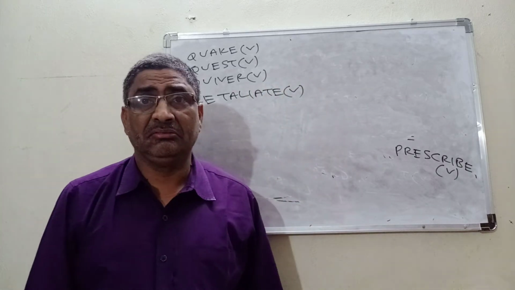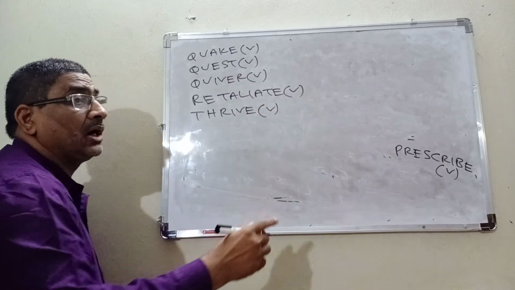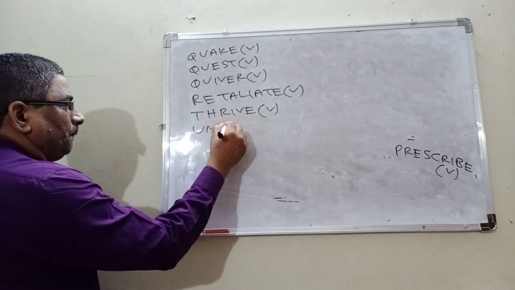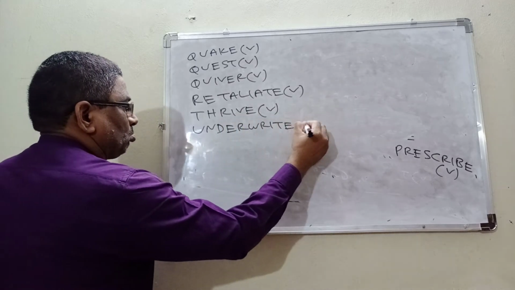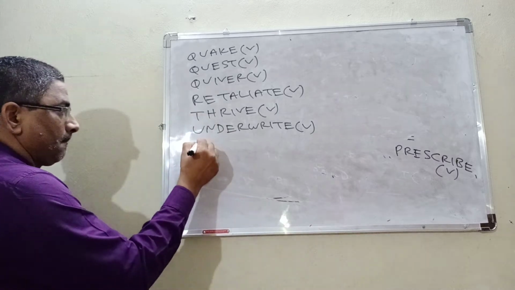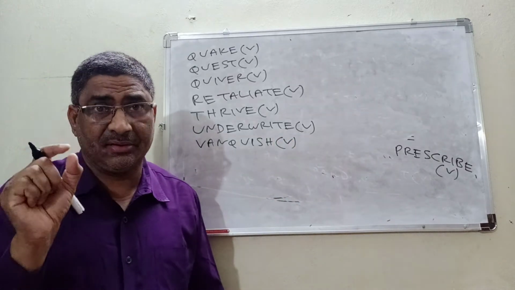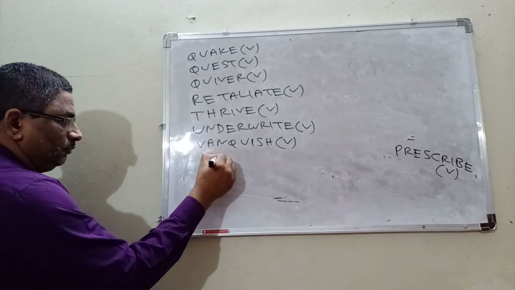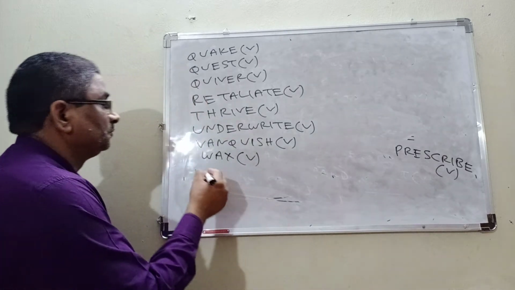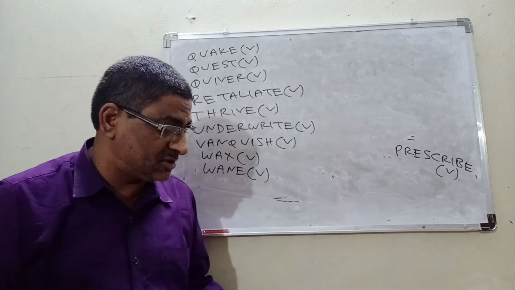Retaliate. To take revenge is called retaliate. T-H-R-I-V-E, thrive. To become rich, to become prosperous is called thrive. Underwrite. Underwrite meaning is insult or shame. Vanquish meaning is conquer or defeat. Conquer. Wax meaning is increase. W-A-X, wax, right? Meaning is increase. Wane, decrease. W-A-N-E, wane. Meaning is decrease.